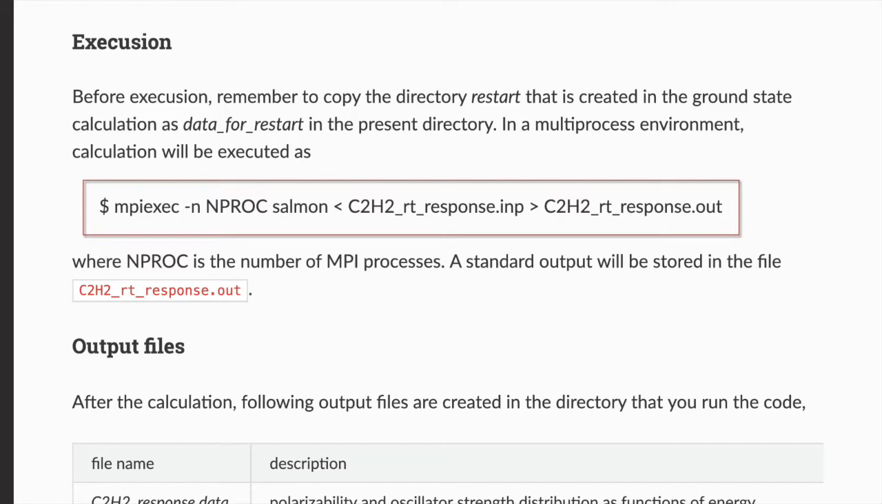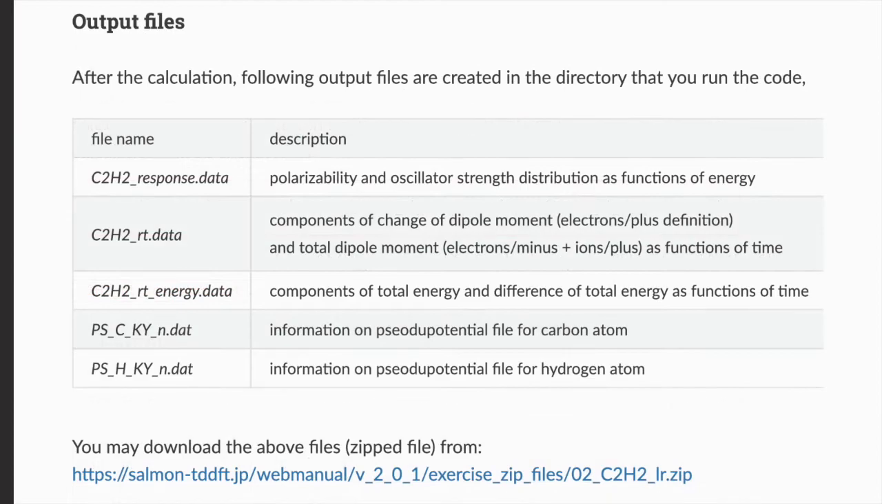When the calculation is completed, several output files would be generated. A sample output file can be downloaded from the SALMON website. Let us observe the contents of a few of these files.